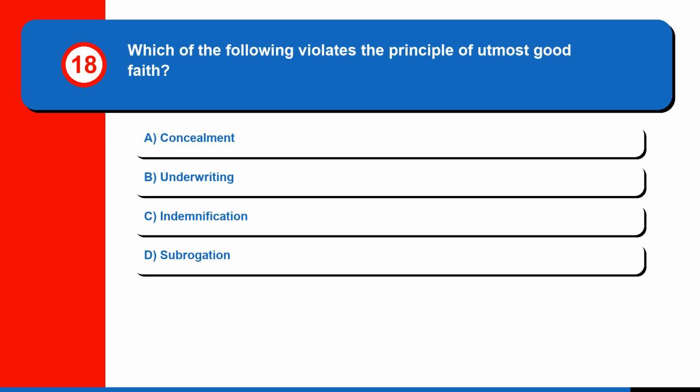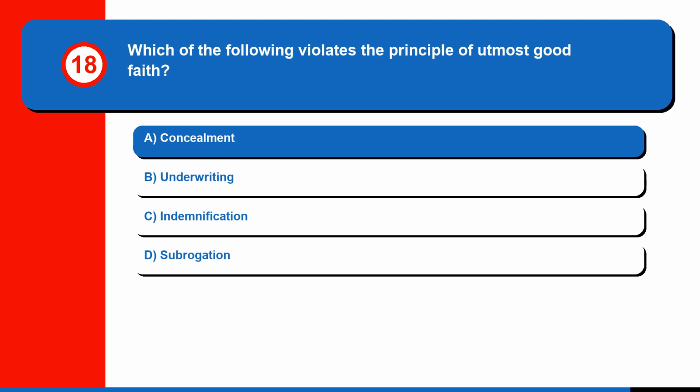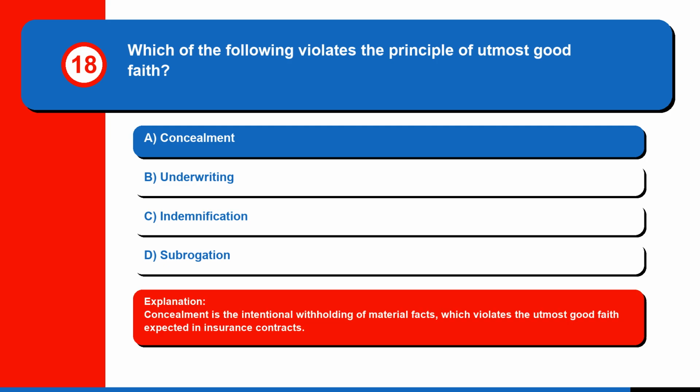Question 18. Which of the following violates the principle of utmost good faith? A. Concealment. B. Underwriting. C. Indemnification. Or D. Subrogation. The correct answer is A. Concealment. Concealment is the intentional withholding of material facts, which violates the utmost good faith expected in insurance contracts.